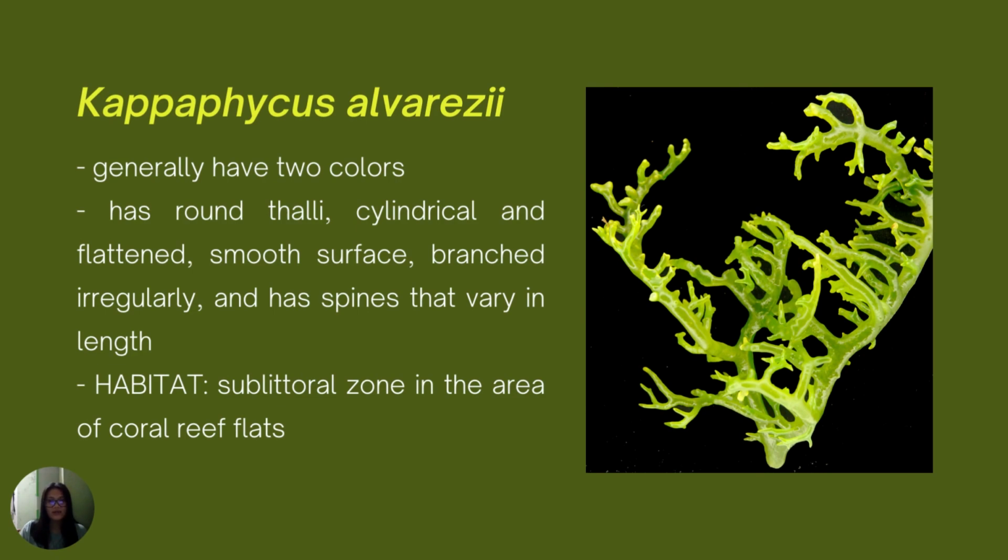As I mentioned, Kappaphycus alvarezii belongs to the phylum Rhodophyta, or the group of red algae. This species in nature has generally two colors, brown and green. For its features, it has round thallus that are cylindrical and flattened, with a smooth surface and spines that range in length from 1 to 17 millimeters. Also, the thallus is gelatinous or soft cartilaginous. And for its habitat, it is commonly found in the sublittoral zone in the area of coral reef flats.